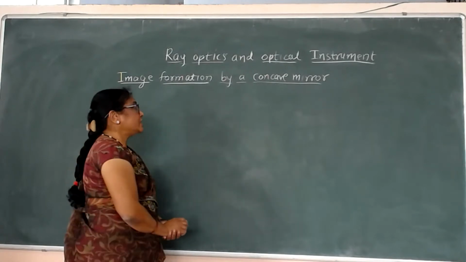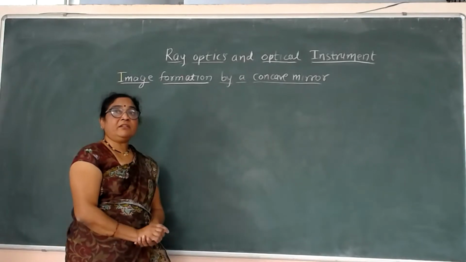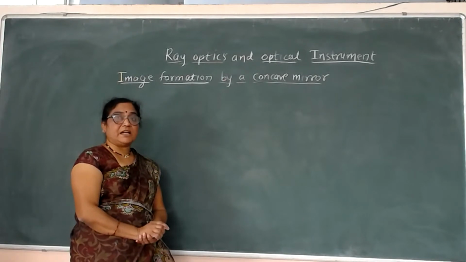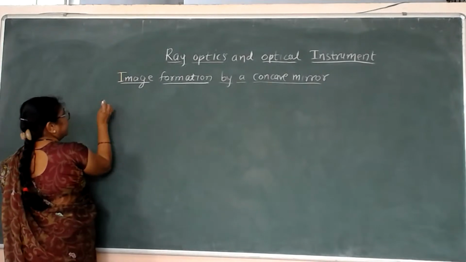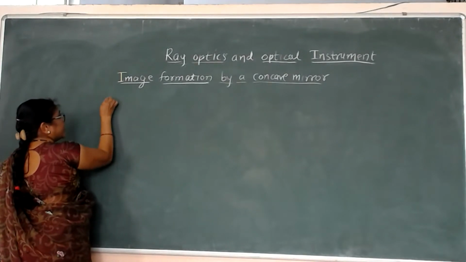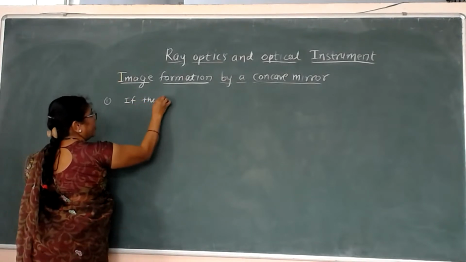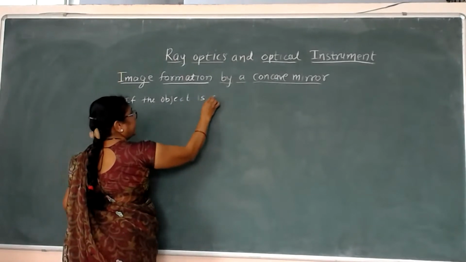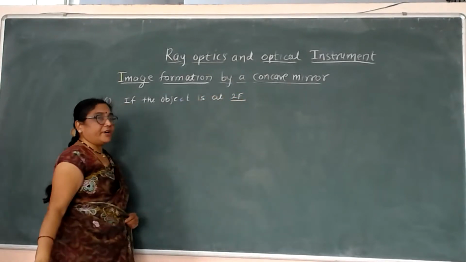Then here, what is the image formation due to the concave mirror? It means when the position of the object changes, the image also changes. So in the last class we studied that if the object is at 2F, meaning at the center of curvature.